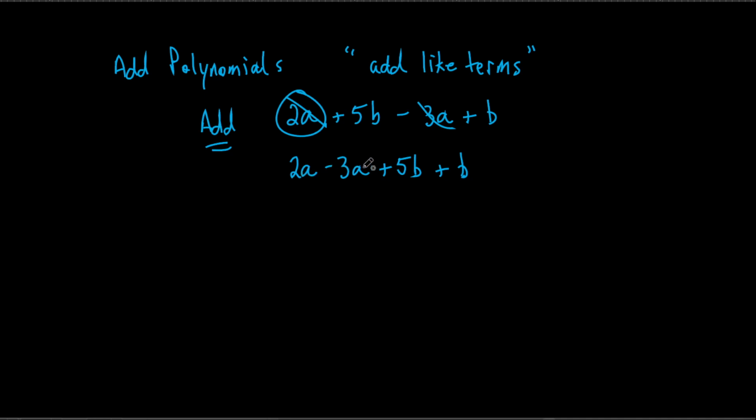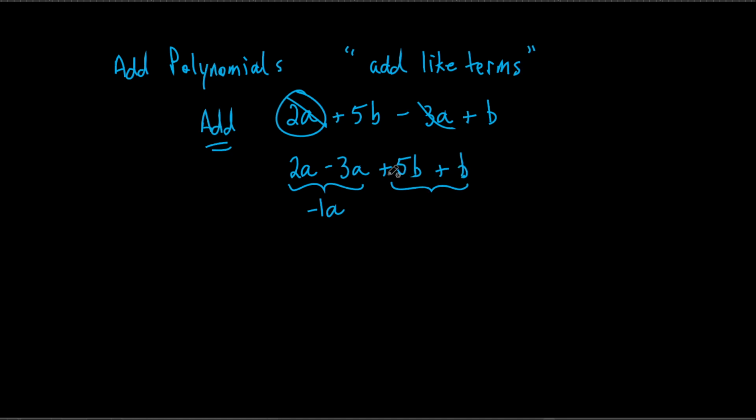So we have 2a minus 3a. So 2 apples minus 3 apples. What you do is you just keep the term the same and just add the coefficients. So what's 2 minus 3? It's negative 1a. Everybody with me on that? So I added the like terms. You can only add like terms. And then I can add the a's, and then I can add the b's.